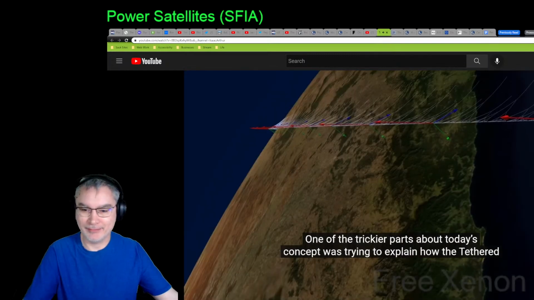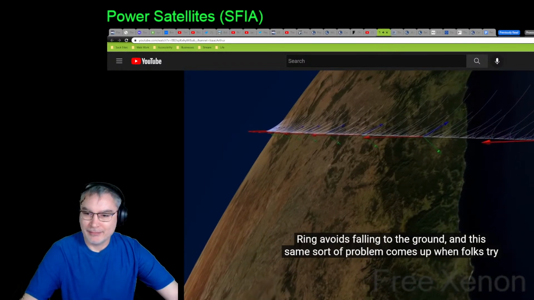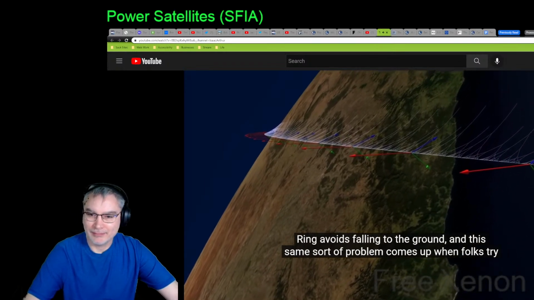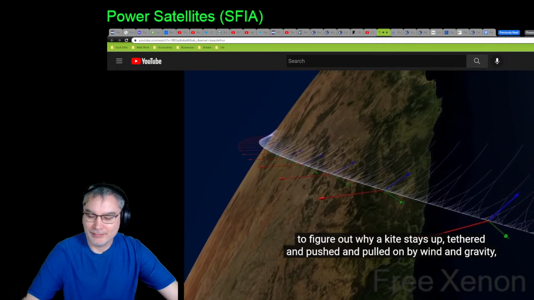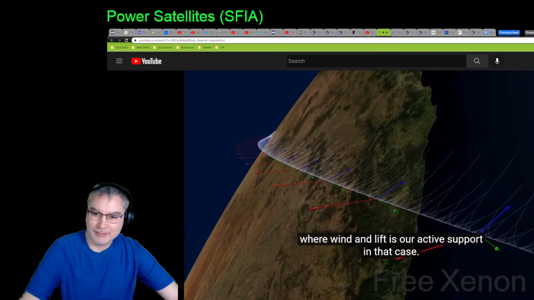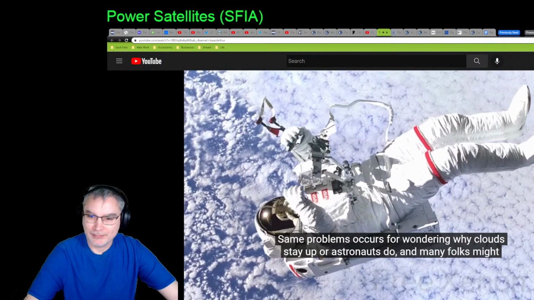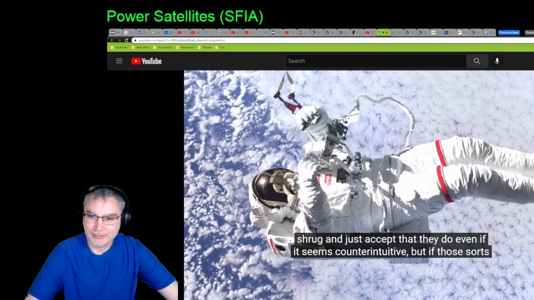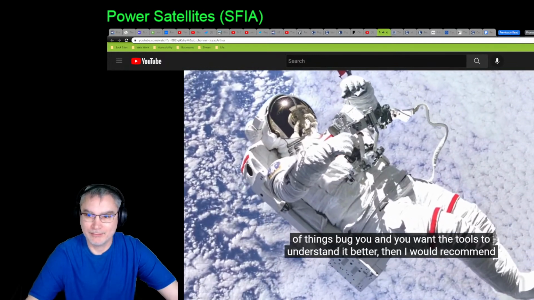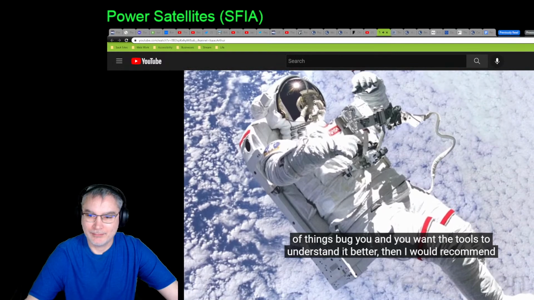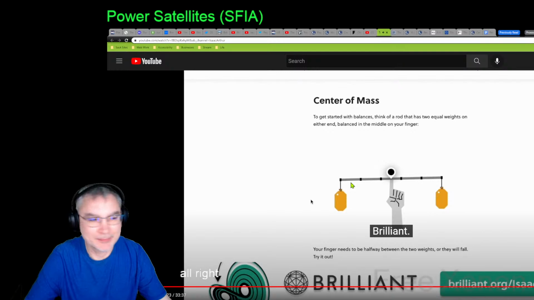One of the trickier parts about today's concept was trying to explain how the tethered ring avoids falling to the ground. And this same sort of problem comes up when folks try to figure out why a kite stays up, tethered and pushed and pulled on by wind and gravity, where the wind and lift is our active support in that case. Same problem of course for wondering why clouds stay up, or astronauts do, and many folks might shrug and just accept that they do, even if it seems counterintuitive. But if those sorts of things bug you and you want the tools to understand it better, then I would recommend Brilliant.